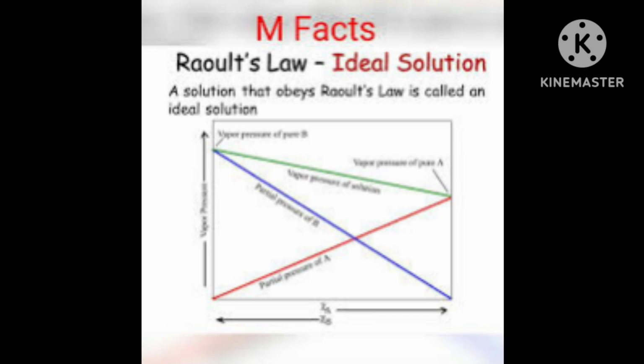Volatile means it will convert to the vapor. Liquid will convert to the vapor, but it is less volatile. The first component you consider as less volatile than the second one. Assume component 1 is less volatile than component 2. It means you can write P1° is less than P2°.